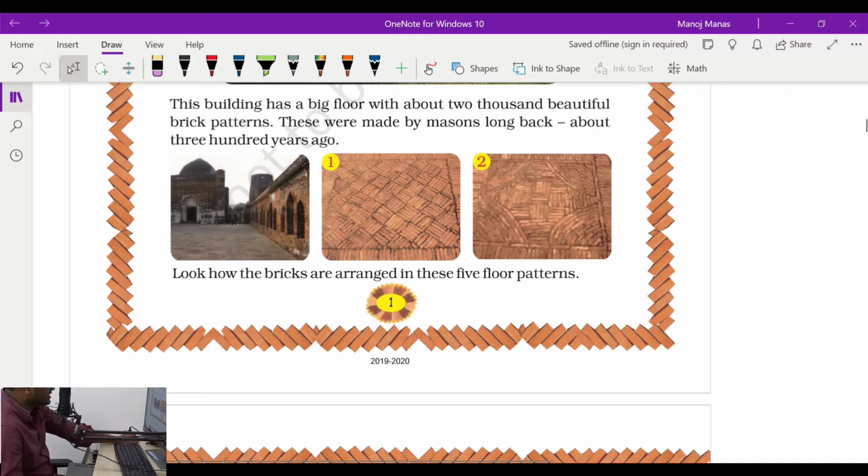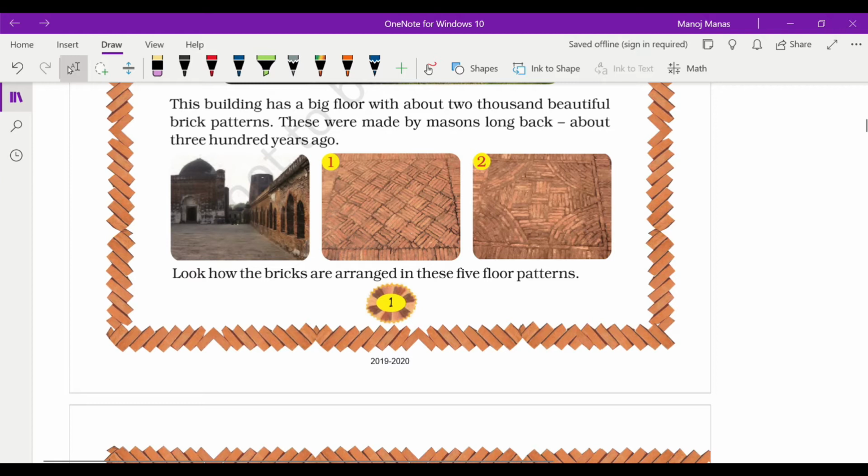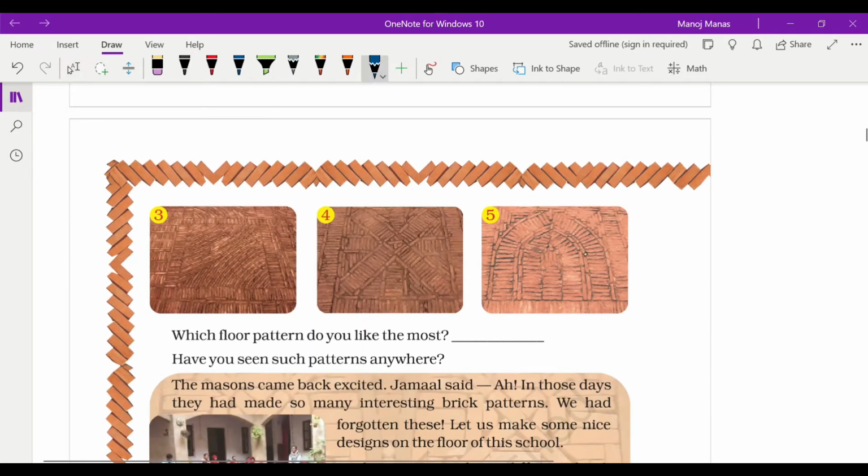Now look how the bricks are arranged in these 5 floor patterns. This is pattern 1. Here the bricks are arranged in one pattern like this, some bricks here and other bricks like this. This is how the pattern is visible to us. Coming to the third one, it is different from the first two. Here we have this kind of structure, similarly from the other side, and in the center some zigzag.